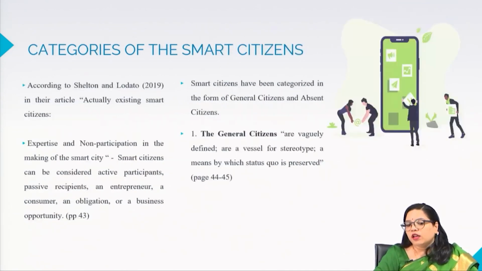According to Shelton and Lodato, in their article Actually Existing Smart Citizens: Expertise and Non-Participation in Making the Smart City, smart citizens can be considered active participants, passive recipients, an entrepreneur, a consumer, an obligation, or a business opportunity. Smart citizens have been categorized in the form of general citizens and absent citizens. According to them, the general citizens are a vessel of stereotype, a means by which the status quo is preserved.